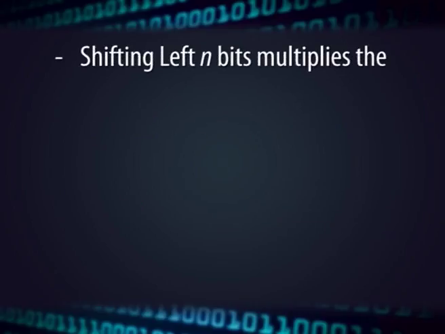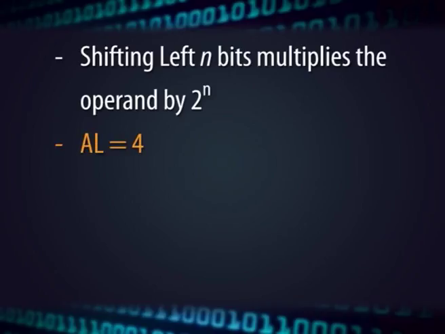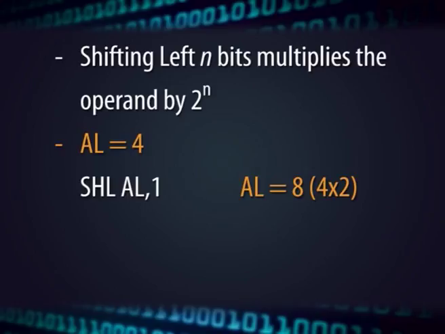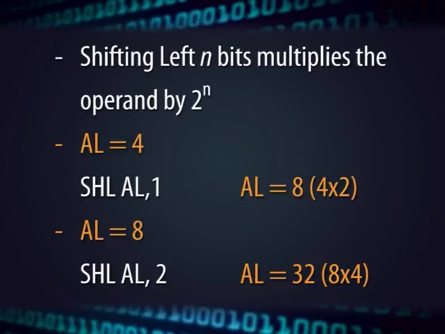The shift left operation can be used for efficient multiplication by a power of 2. A shift left by 1 results in multiplication of the number stored in AL by 2. As you can see, if the original value of the register AL is 4, now it becomes 8. A shift left by 2 bits results in multiplication by 4, and so on.